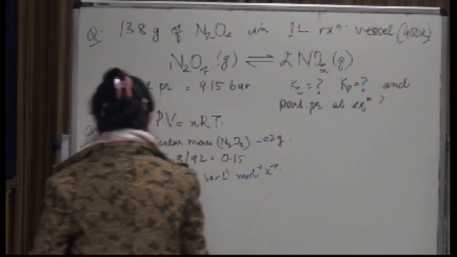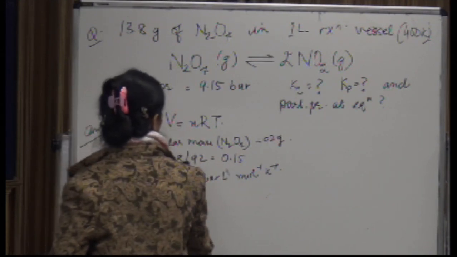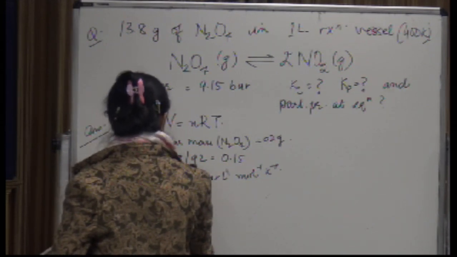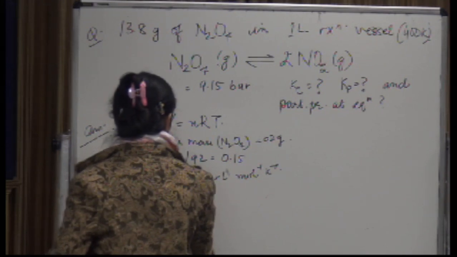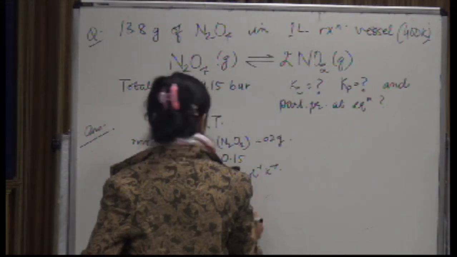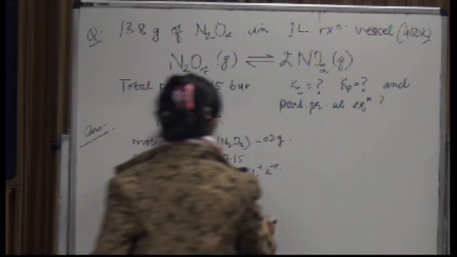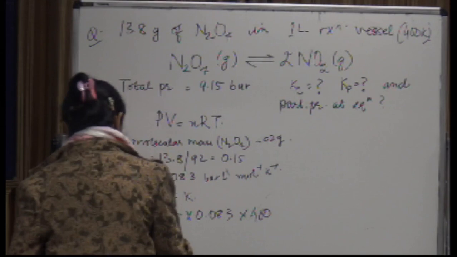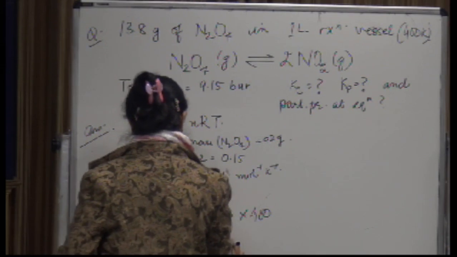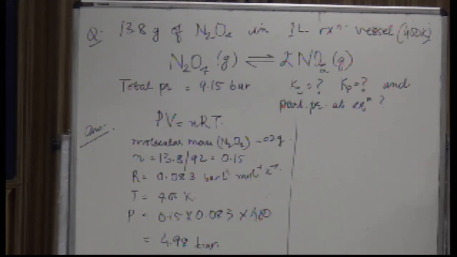So you can easily find out the pressure from here. What will be the pressure? It will be 0.15 into 0.083 into 400 divided by 1, since the volume is 1 liter. So the pressure will turn out to be equal to 4.98 bar.